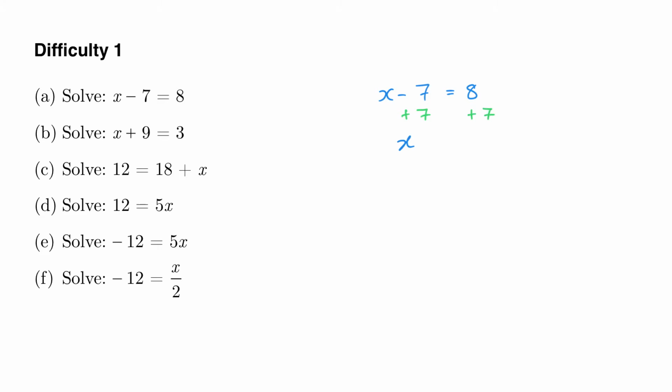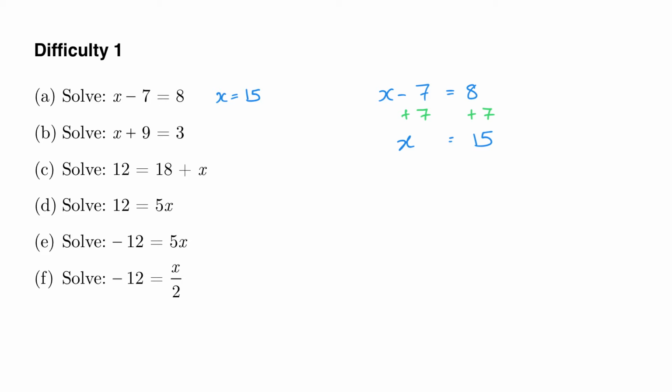And if I do that, I get x equals 15. 8 plus 7 gives me the 15. Now let's just test, does this work? If x is 15, then 15 minus 7 should give us 8. And it does. So the answer is 15. And we write it as follows. x equals 15. We have solved the equation. We have found out what x should be.